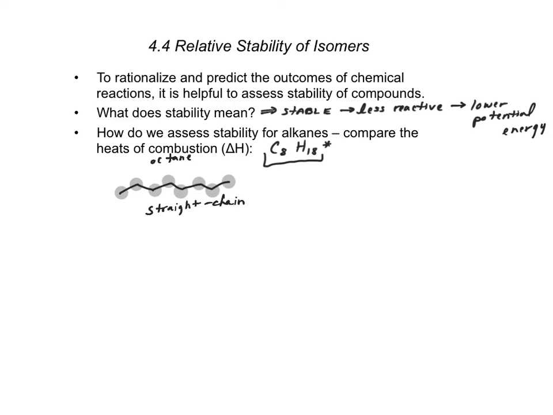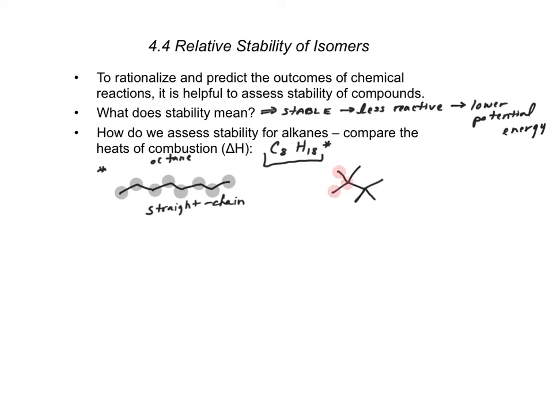Okay, so now let's say that we were comparing the stability of this isomer of C8H18 to something that was much more what we would call branched. So another isomer of C8H18 is this guy. And let me make sure and count carbons because obviously I'm a failure at that.